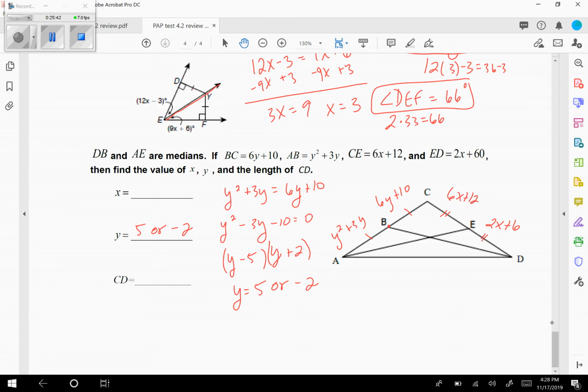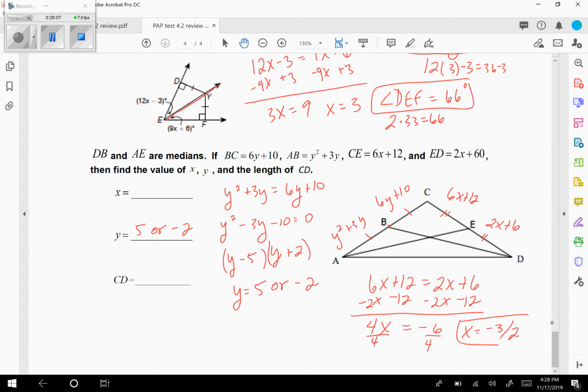So we have 6x plus 12 is equal to 2x plus 6. So minus 12, take away 2x, take away 2x. So we get 4x is equal to, and then 6 minus 12 is negative 6. Divide by 4. So x is negative 3 over 2. Because you always have to simplify.